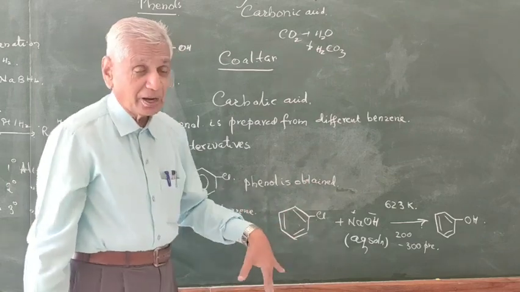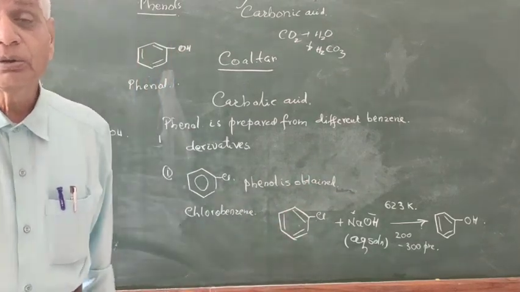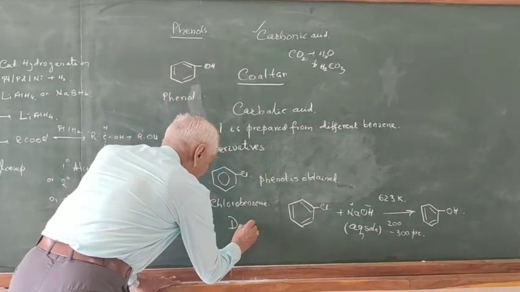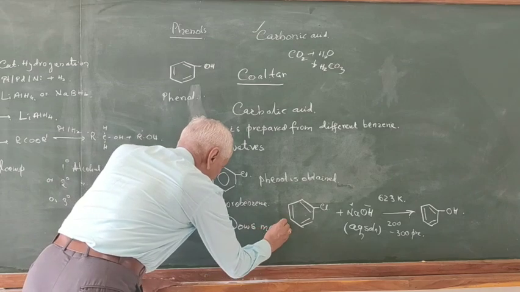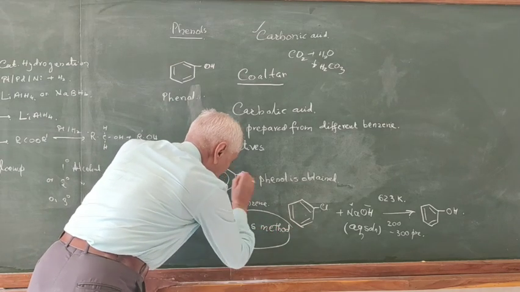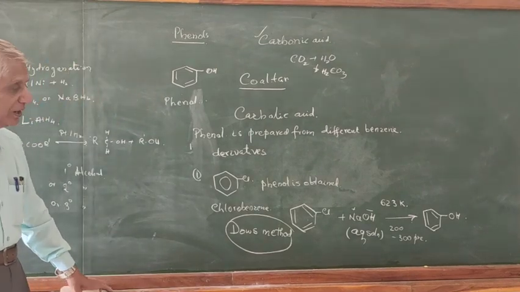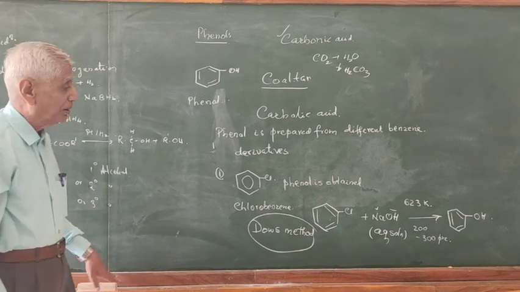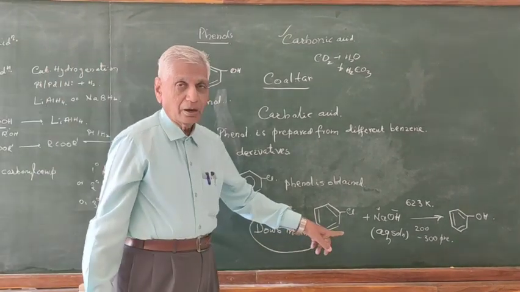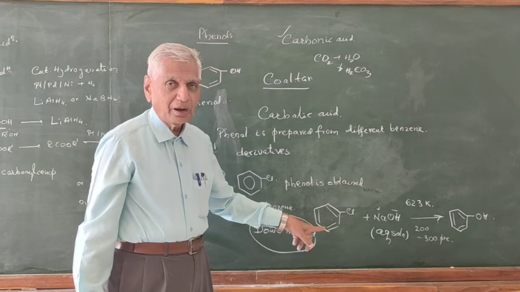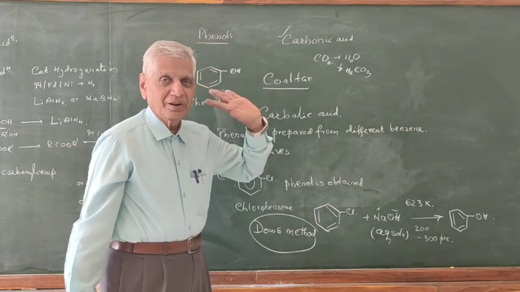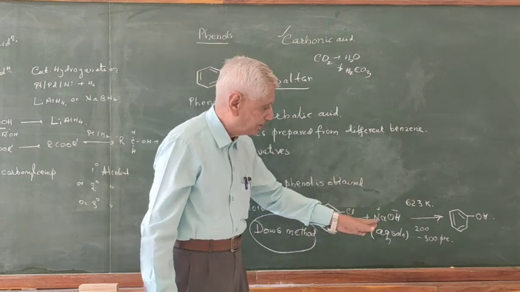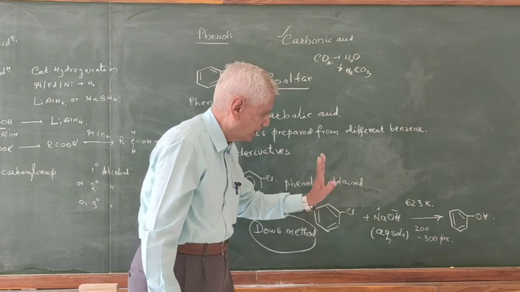This method is called Dow's method, because it was Dow who prepared this. Therefore, this is called Dow's method of preparation of phenol. So phenol can be obtained from chlorobenzene by alkaline hydrolysis. It is called alkaline hydrolysis because NaOH is an alkali, and this is subject to hydrolysis. And we get NaCl. Look at NaCl.